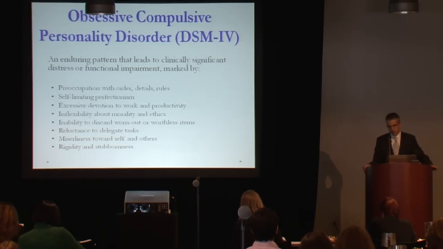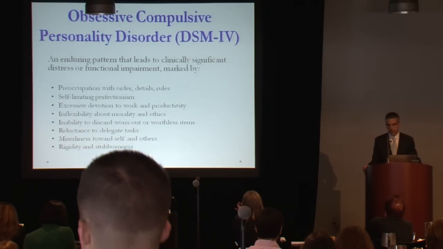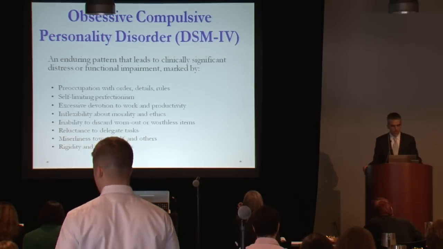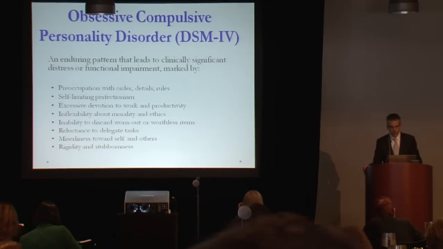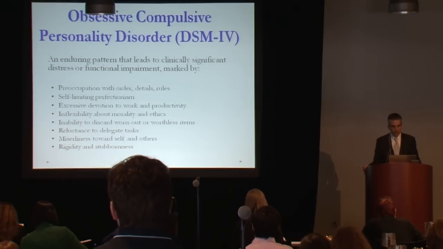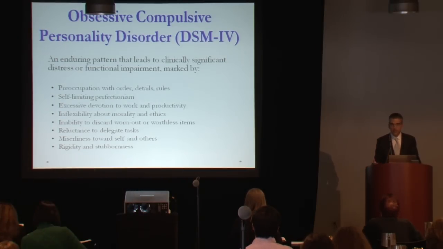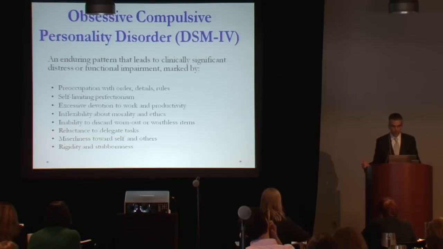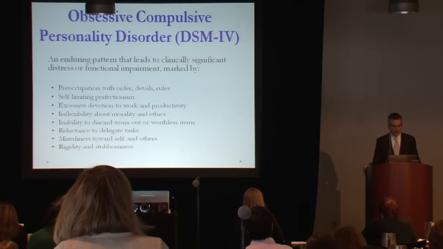So to start, I just want to remind you of the criteria in DSM-4 for OCPD and give you a few clinical examples. OCPD is an enduring pattern that leads to clinically significant distress or functional impairment that's marked by four or more of these to get the diagnosis. It's a preoccupation with order, details, rules. These patients will spend a lot of time creating lists, schedules, being very particular about the arrangement of objects, wanting things to be just so, everything in its place. There's a relentless pursuit of perfectionism or the going after unreasonably high standards.